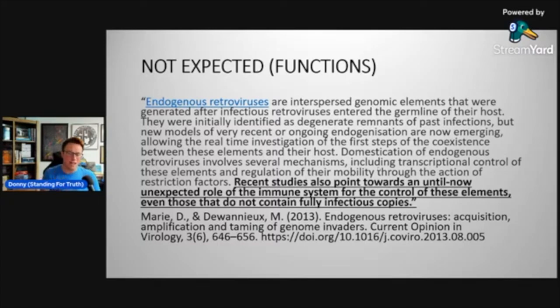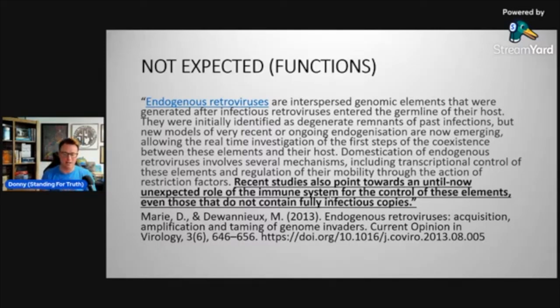Okay. And another argument that they'll say, like Dr. Dan Stern Cardinals of the world, these guys that are militantly anti-YEC, they'll say, okay, well, we've got these functions, but they were expected. Oh, really? Just read a few sentences from these papers. Here's one from 2013. Notice this. Recent studies also point towards an until now expected, nope, unexpected role of the immune system. These weren't expected. These weren't predicted.